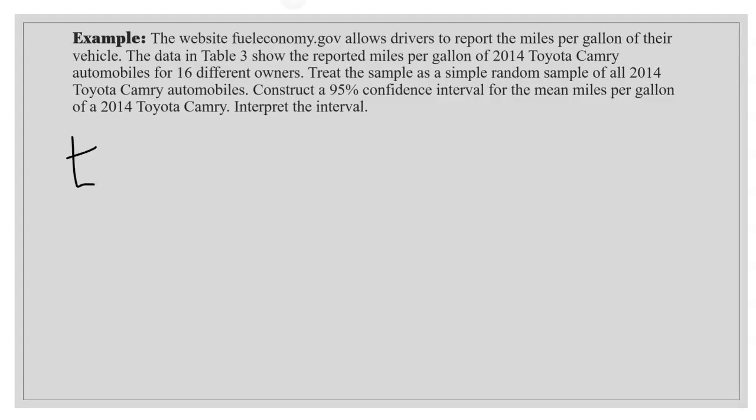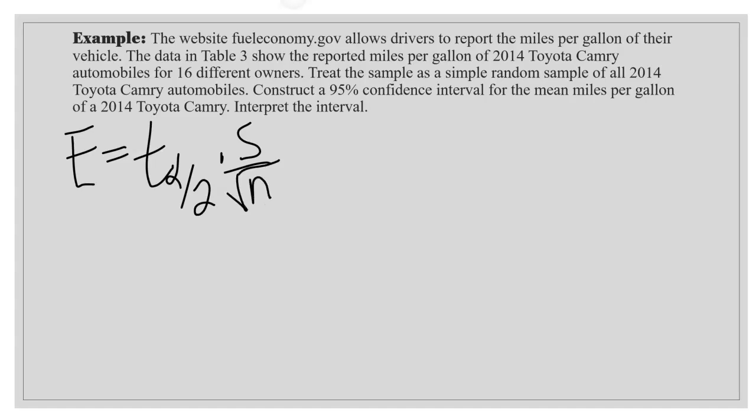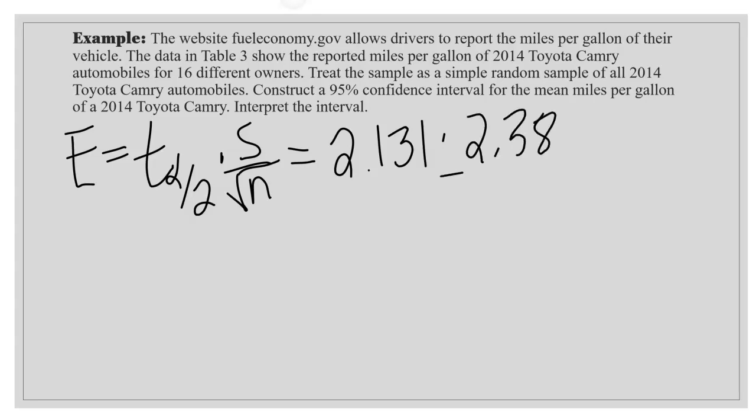So I'm going to find the margin of error first. My margin of error is going to be my t alpha over 2 times my sample standard deviation divided by the square root of n. Well, we calculated t of alpha over 2 by finding it in the chart. It was 2.131. We just calculated the sample standard deviation in Excel. It's 2.38. And then divided by the square root of n. N is 16 because that's our sample size.